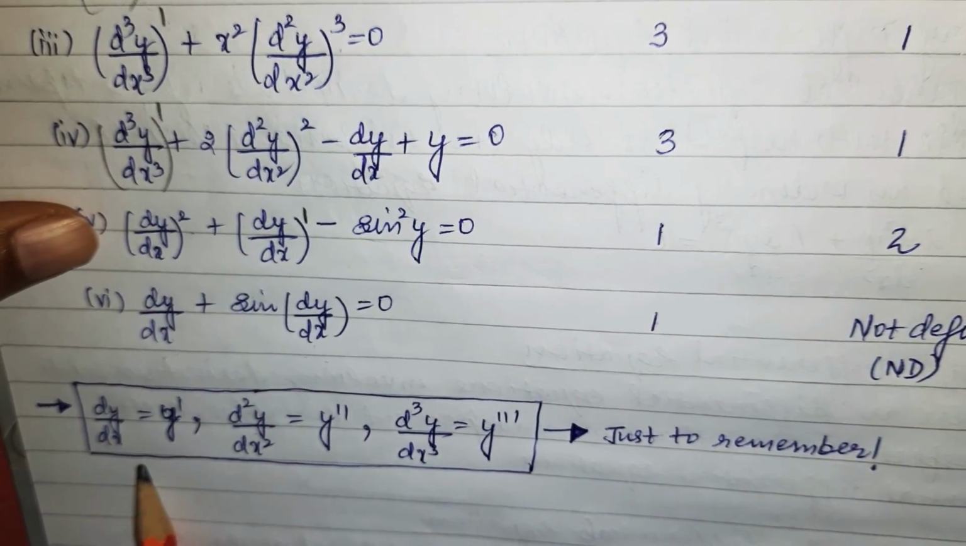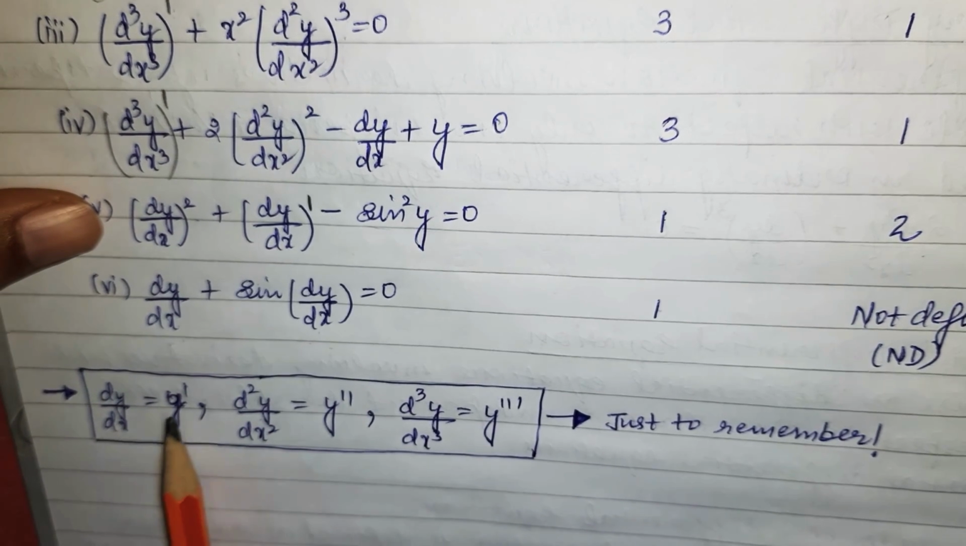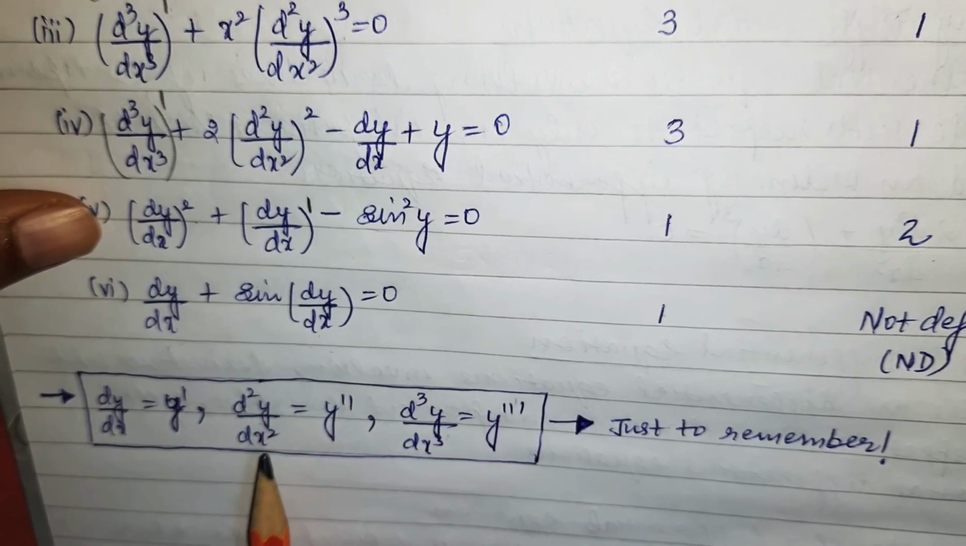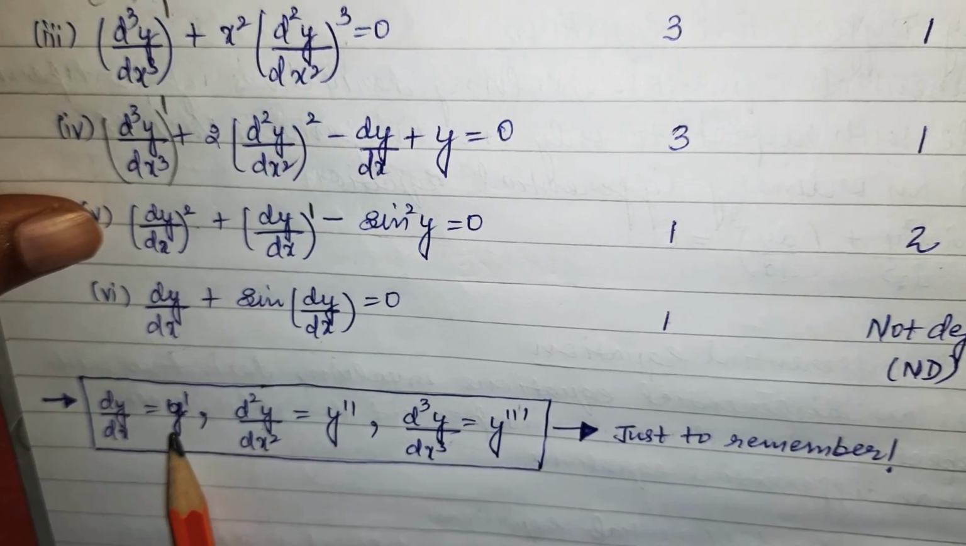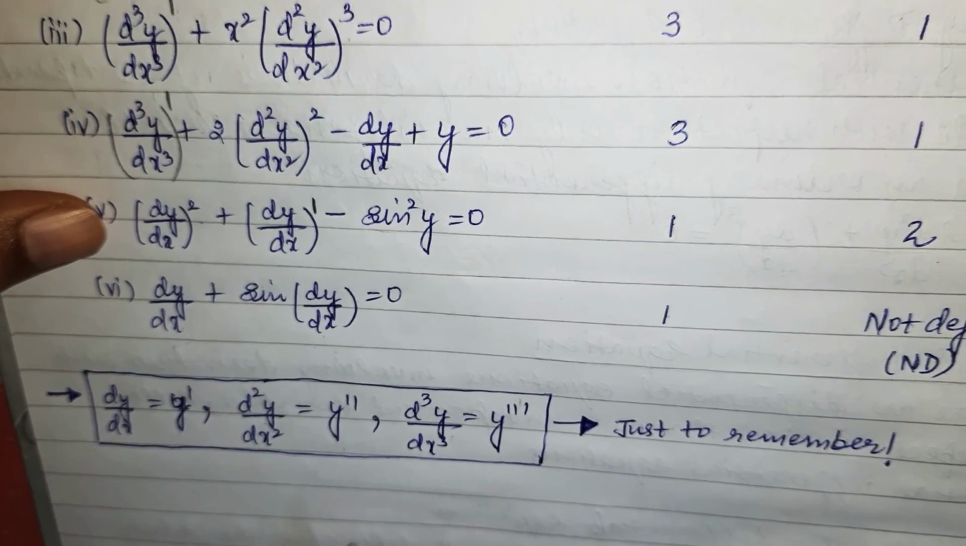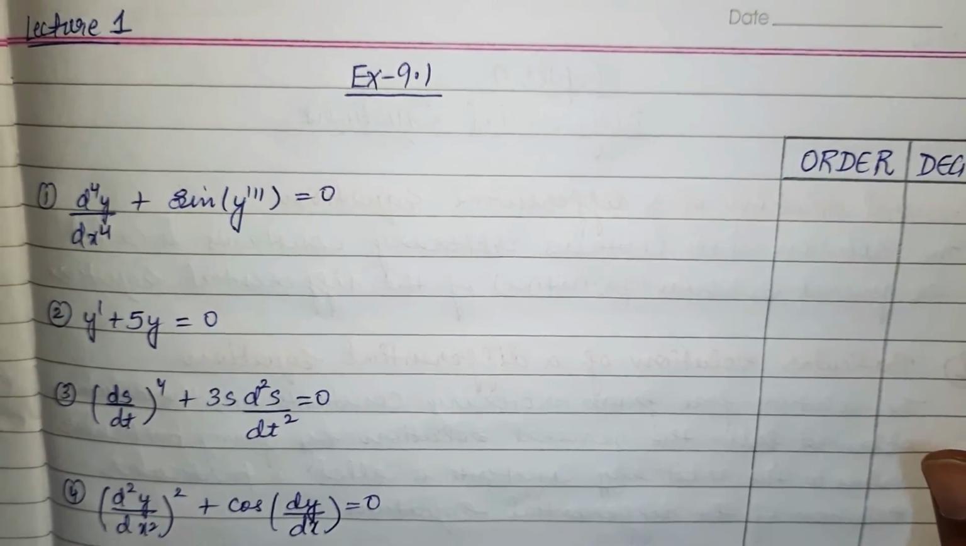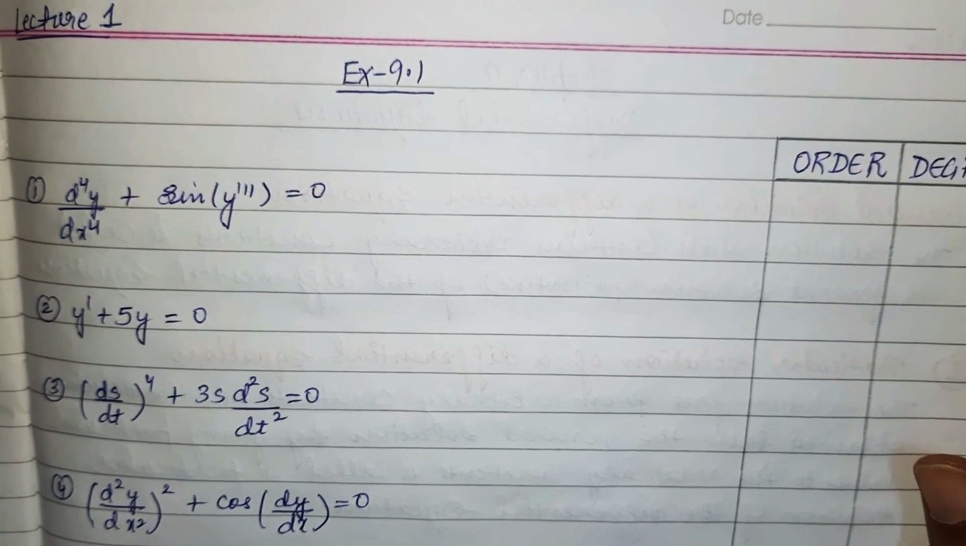Or this thing you are already aware that dy by dx can be written as y dash, y double dash, y triple dash. So this thing you need to remember. Sometimes a question will be given in this form. Now come to exercise 9.1. In exercise 9.1 you need to tell order and degree. So I have taken all the questions including MCQ.